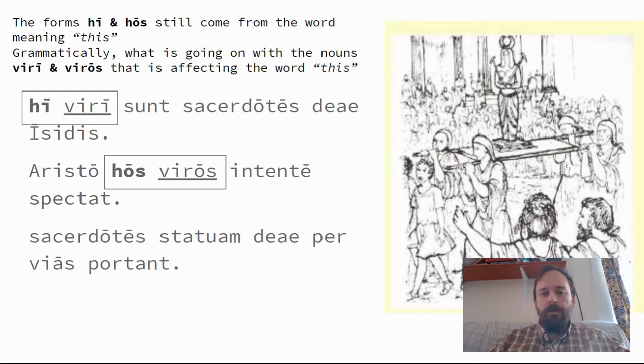Hi viri and hos viros. Those H words, again, are from the same word that we saw before, meaning this, but perhaps it's better translated here as these. Because what's changed? What's going on? Tell me grammatically, what do you know about the words viri and viros? What's going on with these nouns that is affecting how the word this is changing its form all the time? What's the gender? What's the number? And what are the cases?